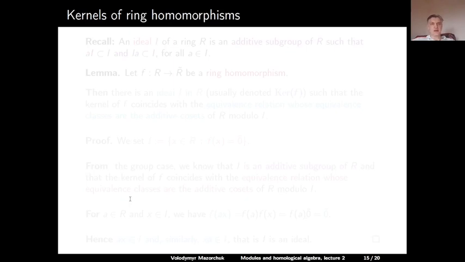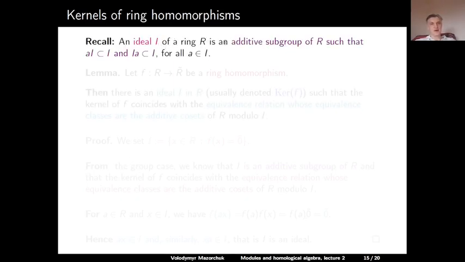Next, let us move to kernels of ring homomorphisms. Recall that an ideal I of a ring R is an additive subgroup of R, which is stable both with respect to the left and the right multiplication with elements in R. This should be R, not I.